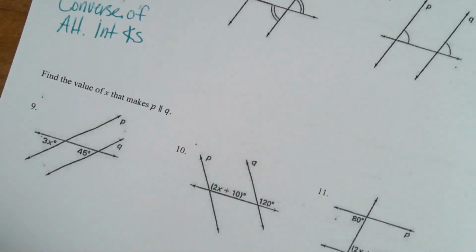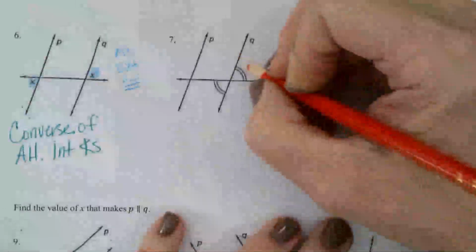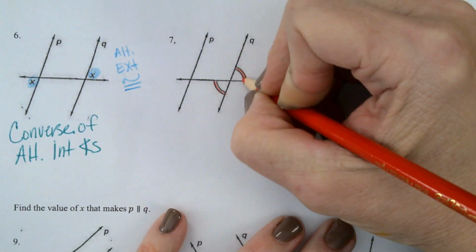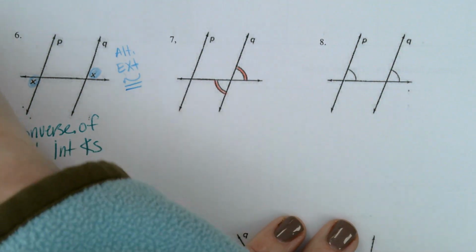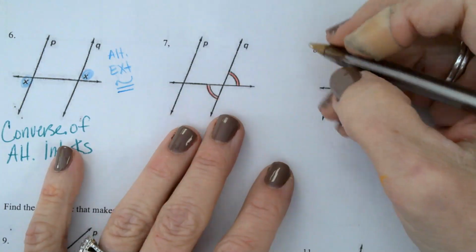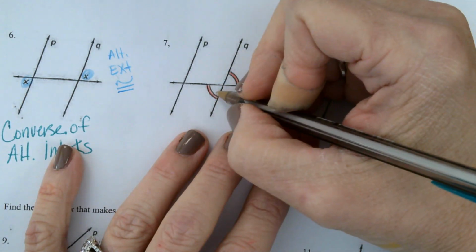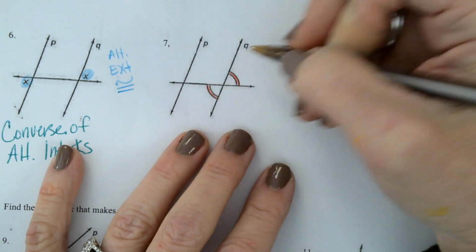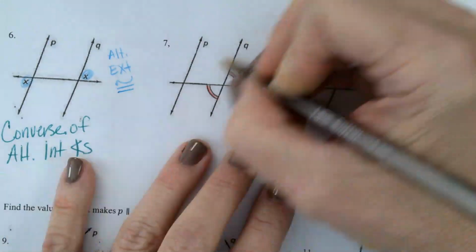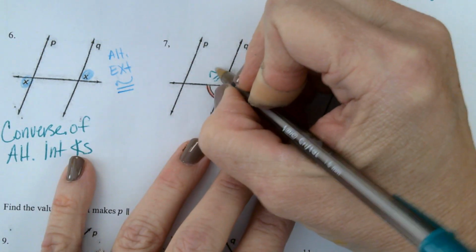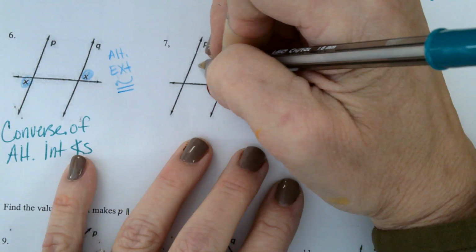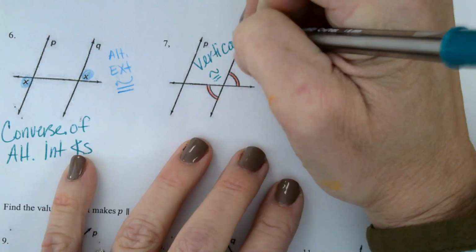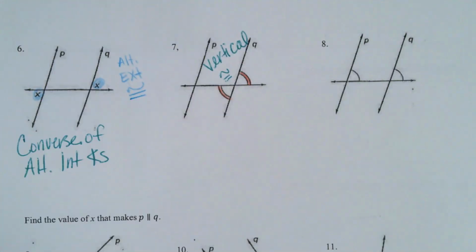Okay. Number 7. See these two arcs? And these two arcs, what does that tell you about these angles? What does that mean? They're congruent. I have two arcs here and two arcs here. They're congruent. Now, why are they congruent? Why are they congruent? Because they're vertical. Okay?